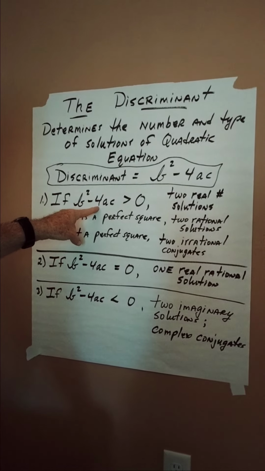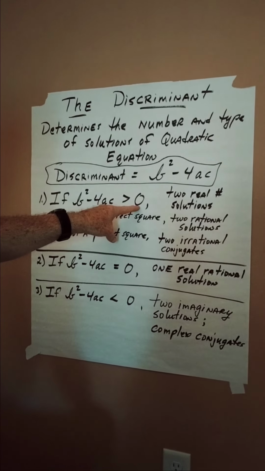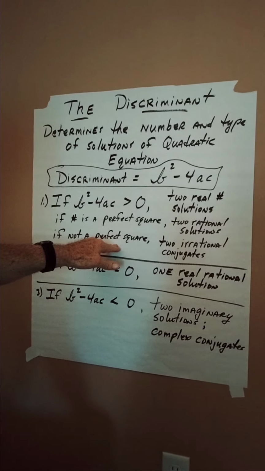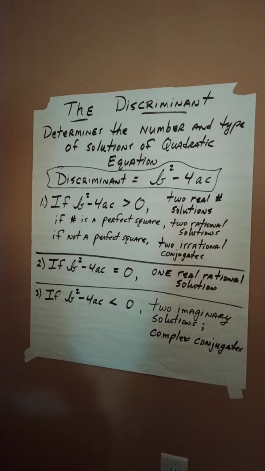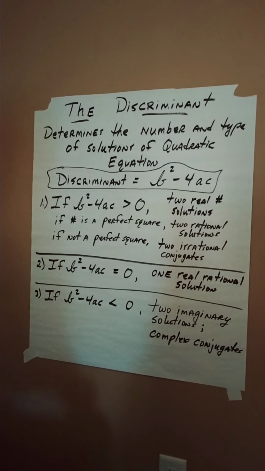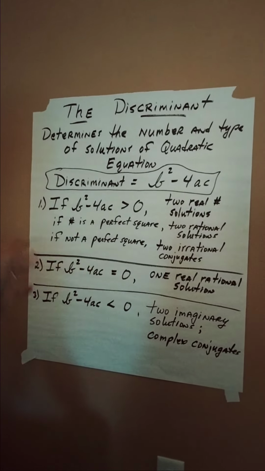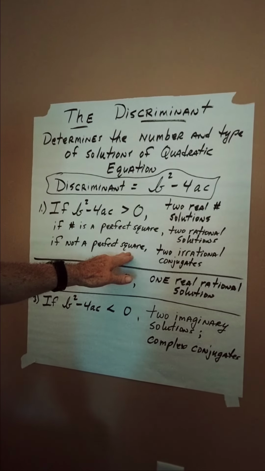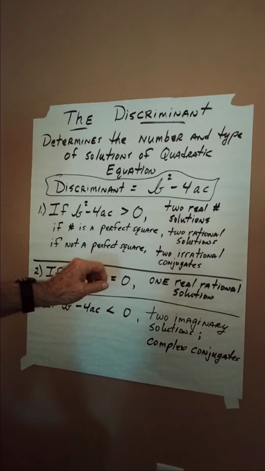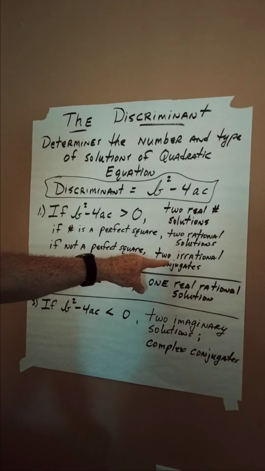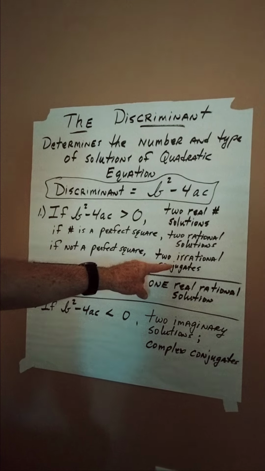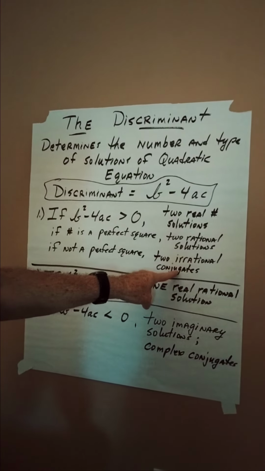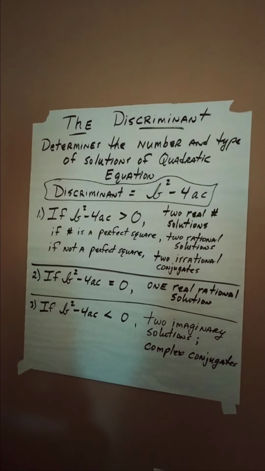If the value of the discriminant, being greater than 0, happens to not be a perfect square, 2, 3, 5, 6, 7, 8, 10, 11, 12, 13, 14, etc., it's not a perfect square, but it's greater than 0. There will be two real number solutions, but specifically, there will be two irrational conjugate solutions.